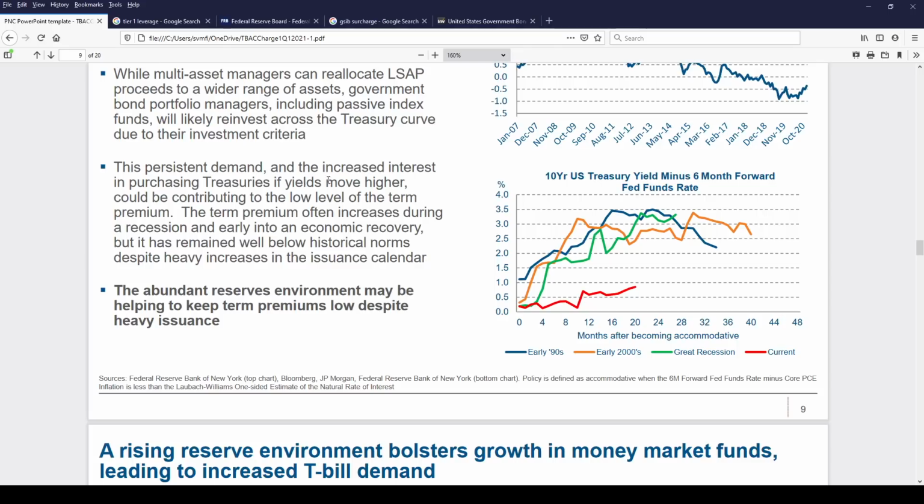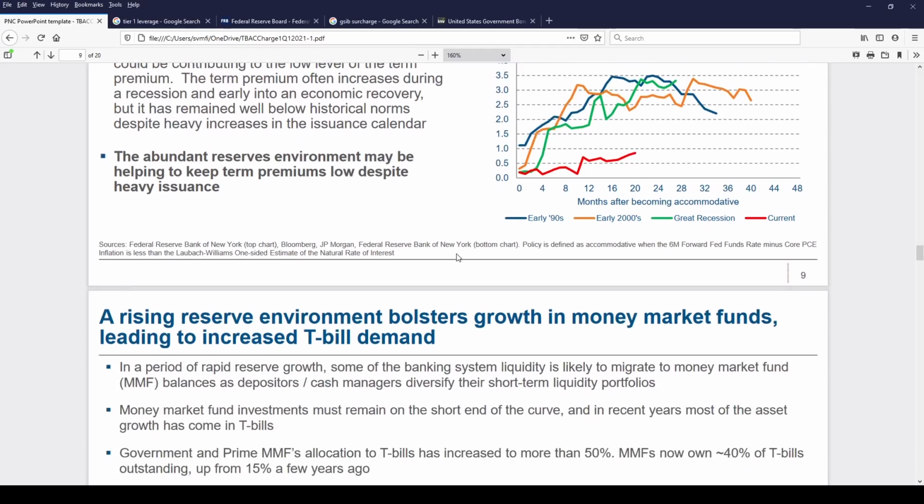This persistent demand and increased interest in purchasing treasuries, if yields move higher, could be contributing to the low level of the term premium. The term premium often increases during a recession and early into the economic recovery, but has remained well below historical norms despite heavy increases in the issuance calendar. The abundant reserves environment may be helping keep term premiums low despite heavy issuance. No surprise. So quantitative easing or LSAPs lead to lower interest rates.